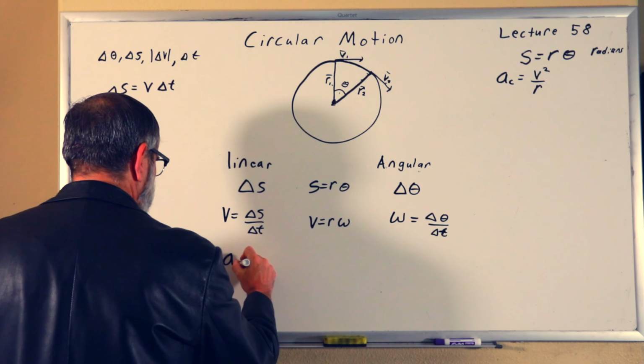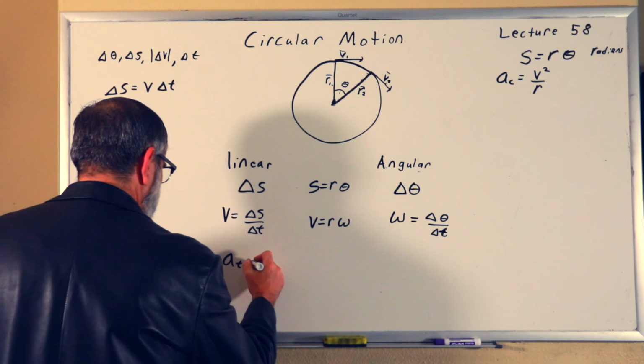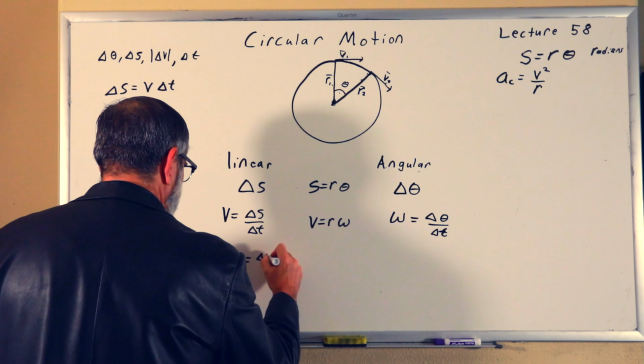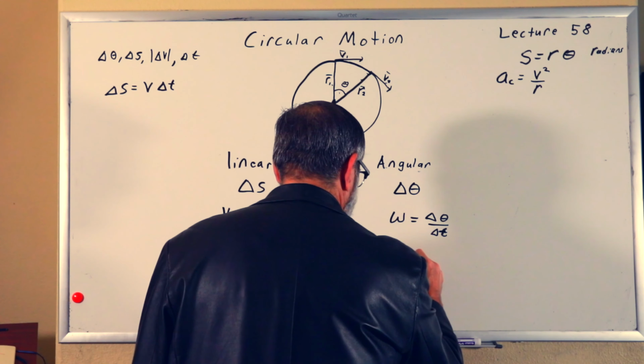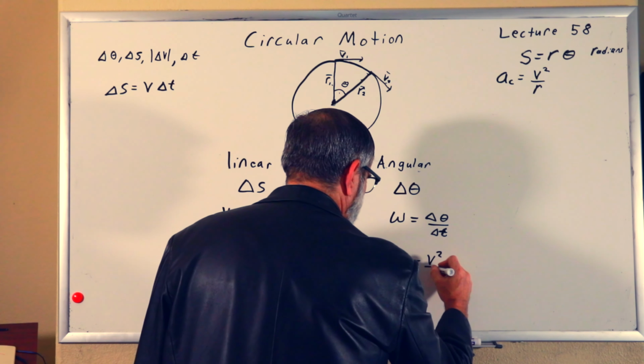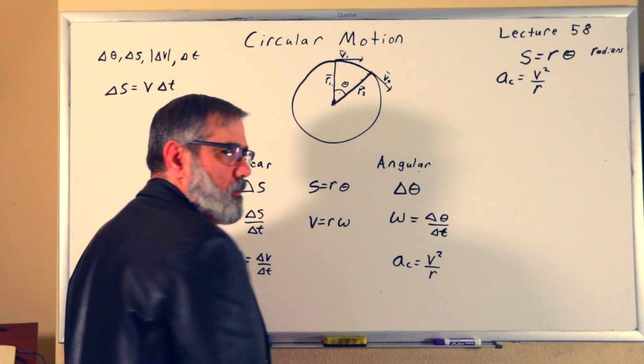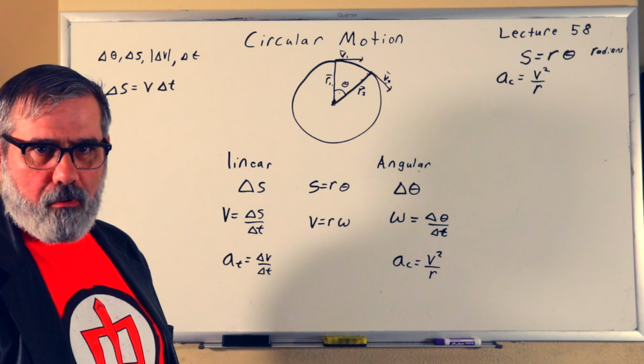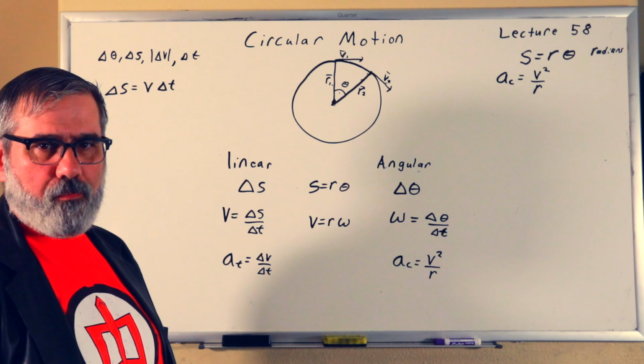A sub t, the tangential acceleration, is just equal to delta v over delta t. The centripetal acceleration is kind of the angular equivalent of that. V squared over r, as you recall from the work in the first part of the lesson. The centripetal acceleration is v squared over r.